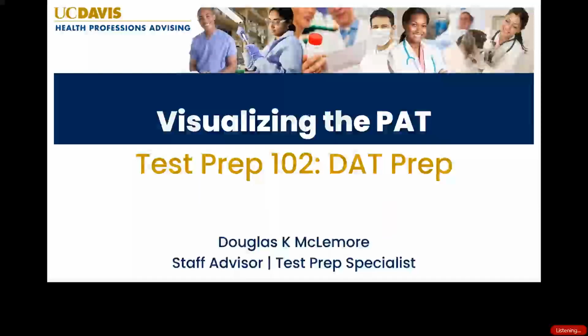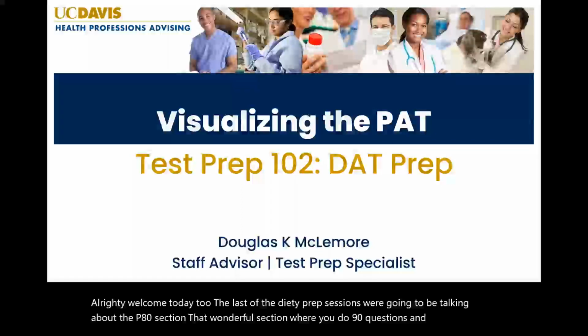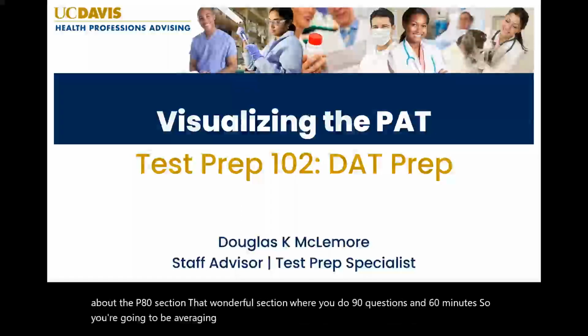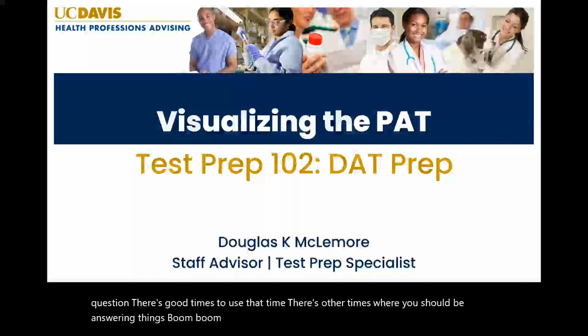Alrighty, welcome today to the last of the DAT prep sessions. We're going to be talking about the PAT section, that wonderful section where you do 90 questions in 60 minutes. So you're going to be averaging about 2/3 of a minute per question. There's good times to use that time, and there's other times where you should just be answering things boom, boom, boom, boom. So have either of you guys actually done a PAT section before?